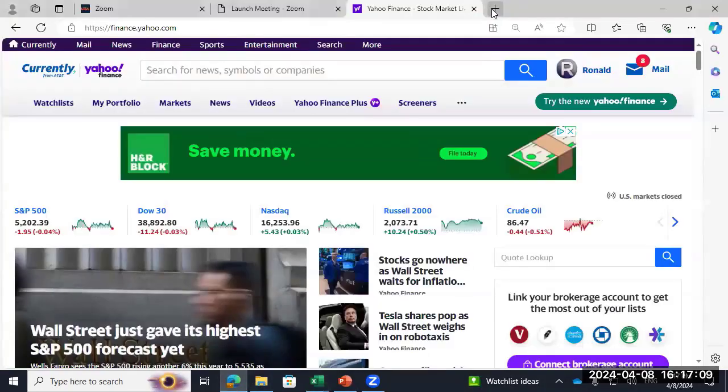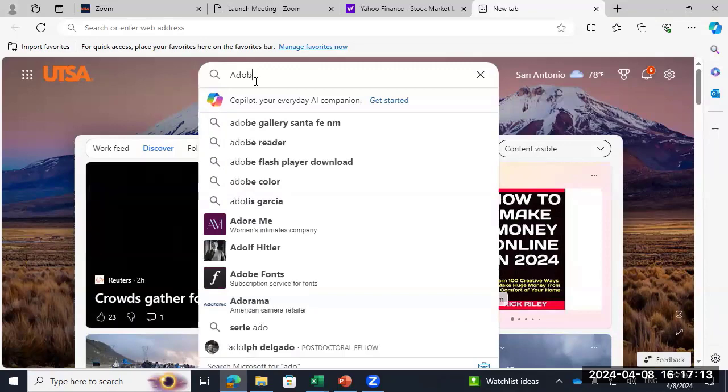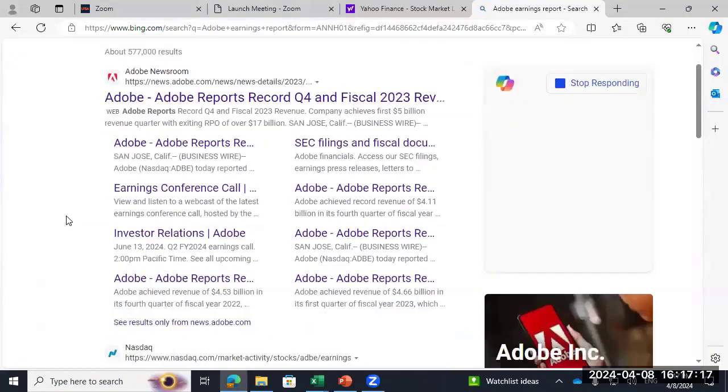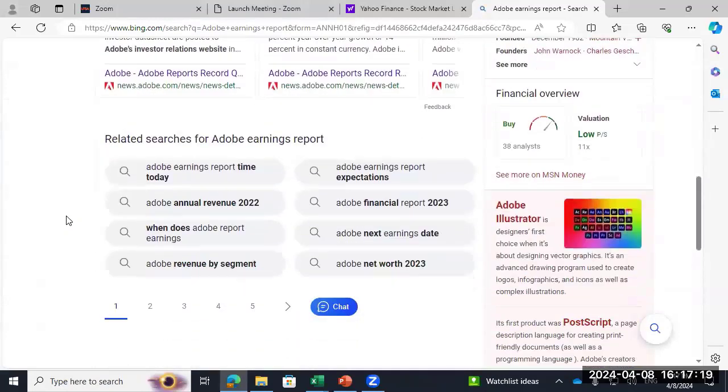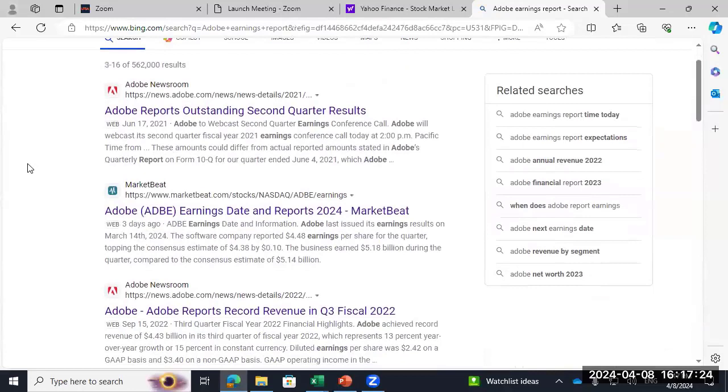I mean, it's pretty simple. You just go to Google or wherever and say Adobe earnings report. You're just looking for someone to say, so a lot of times you'll see articles, why did Adobe's stock price fall? I mean, that's the one you're looking for, right?